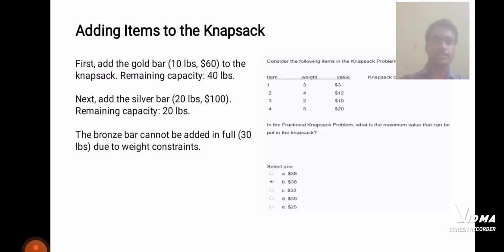Adding items to the knapsack. First, add the gold bar, 10 lbs, $60, to the knapsack. Remaining capacity 40 lbs. Next, add the silver bar, 20 lbs, $100. Remaining capacity 20 lbs. The bronze bar cannot be added in full due to weight constraints.